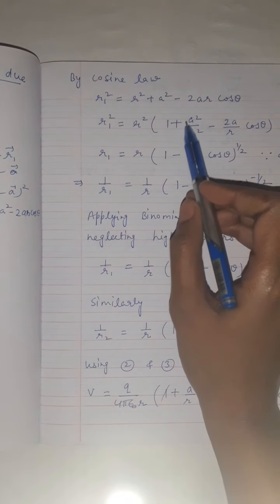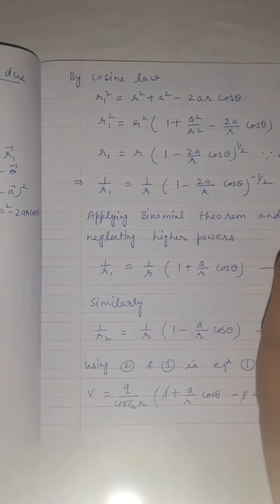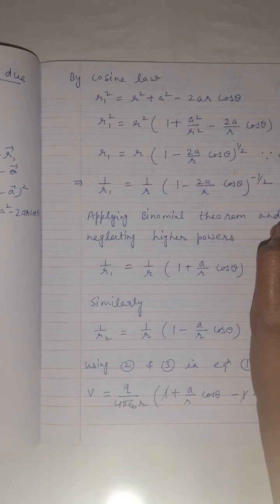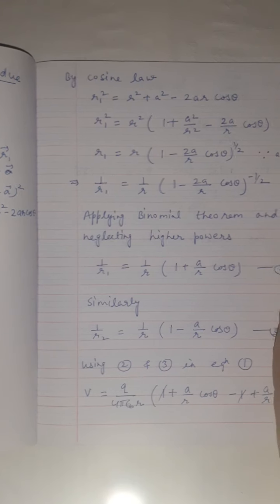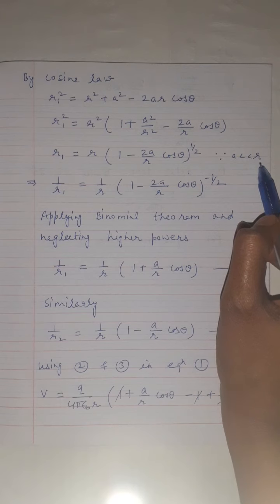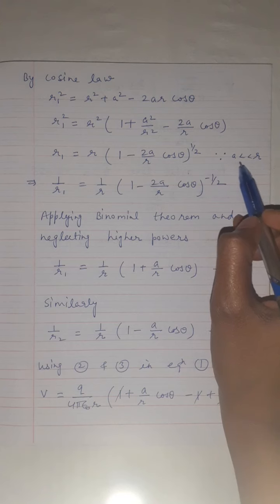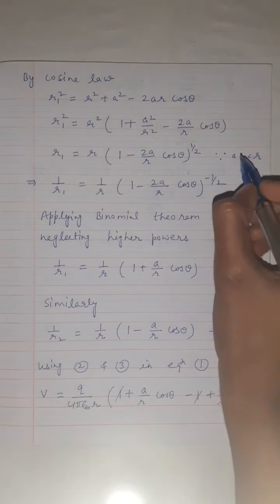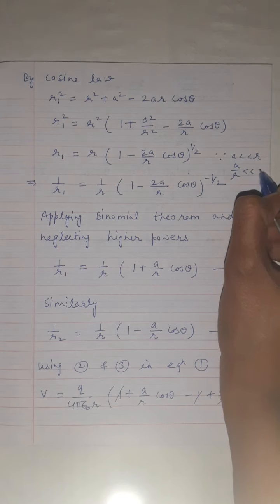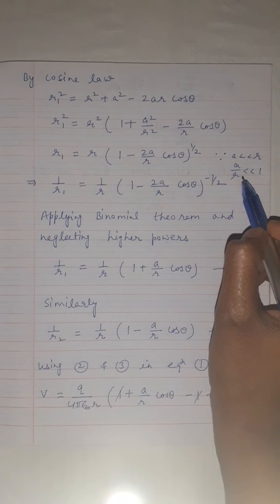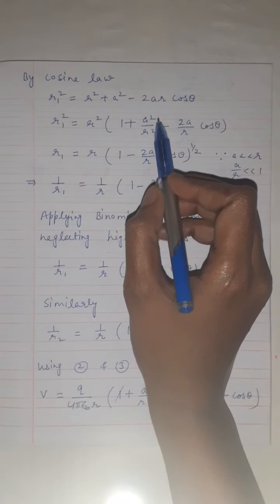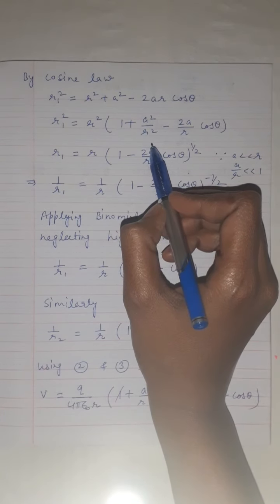Here we have neglected this a square upon r square term because the distance a, the distance of the dipole charges from the center, is very small as compared to the distance of the observation point. Since a is very much less than r, a upon r will be very less than 1, and a square upon r square will be even smaller. So we can neglect this a square upon r square value.